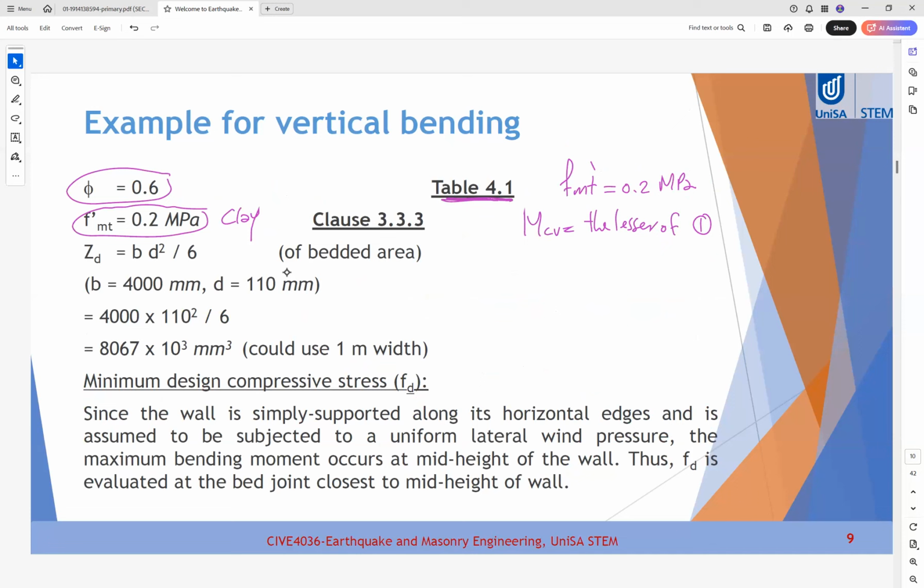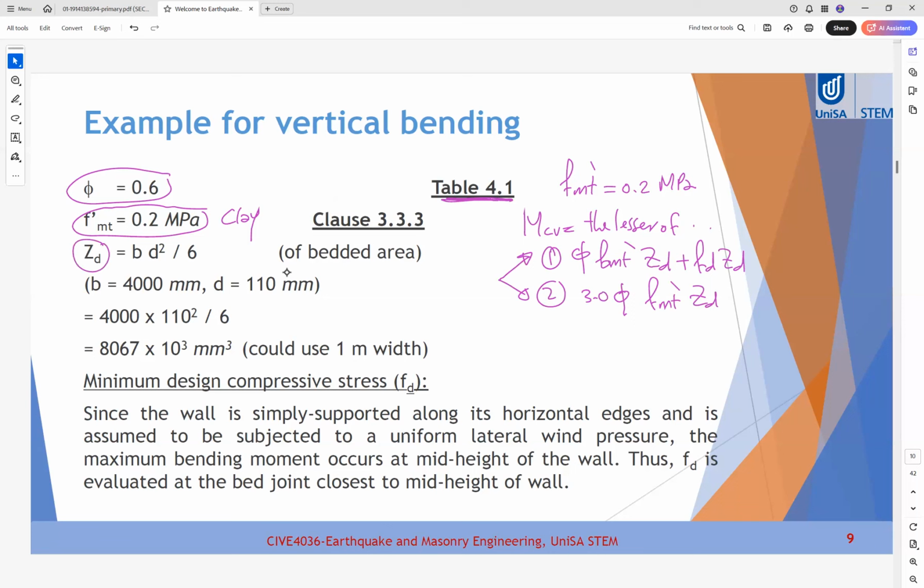1. Let's put it underneath here. So we have number 1, phi FMT dash ZD plus FD ZD. Number 2, we have 3 phi FMT dash times ZD. So this is our two formulas. We will pick the lesser. So phi is 0.6, FMT dash 0.2 MPa.